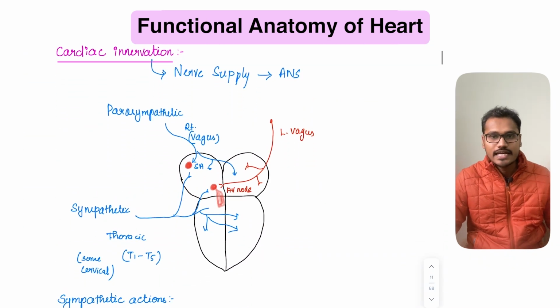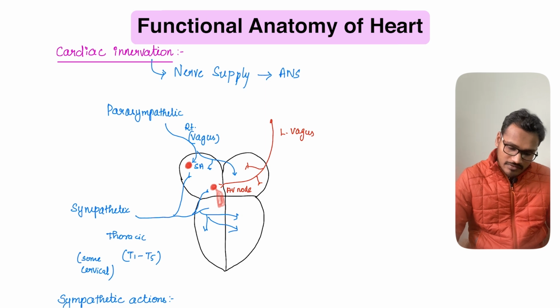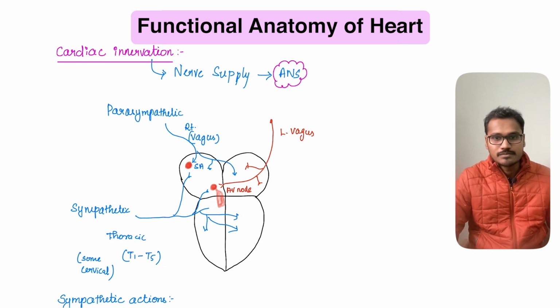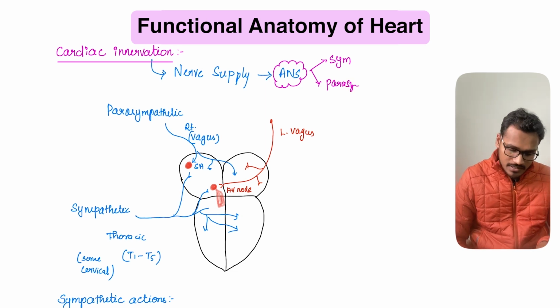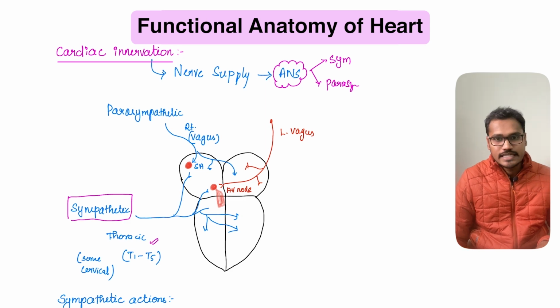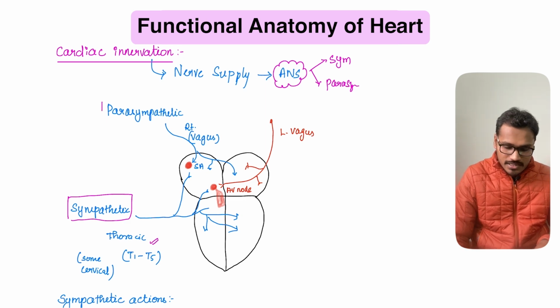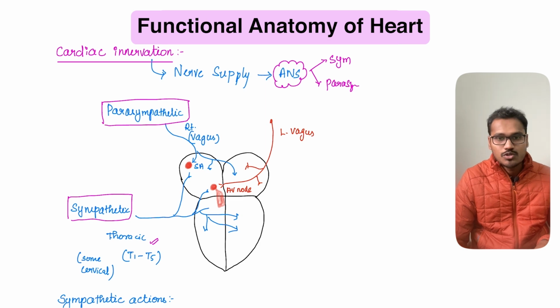Now coming to the cardiac innervation. Now what about the cardiac innervation? The heart has a nerve supply, that is the autonomic nervous system. Autonomic nervous system has two elements. One is the sympathetic system, another one is the parasympathetic system. As we can see from this diagram, the sympathetic system is the one which is coming from the thoracic region, whereas the parasympathetic system, the supply is by the right vagus and the left vagus.